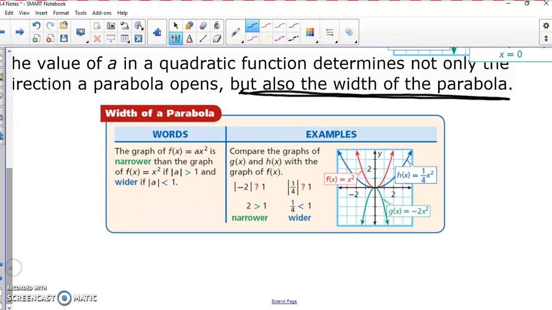So on these examples here, they give us a couple different ones. Here in red, we've got f of x equals x squared. And then in blue, we've got the next function where we have 1/4 in front of the x squared. And so you can see that that 1/4 made the graph get wider. What we do to figure that out is we take a look at the absolute value of whatever our a value is. And the bigger it gets, so for example, 2 is bigger than 1, then it's getting narrower. Whereas in this other one, on the 1/4, it got wider.